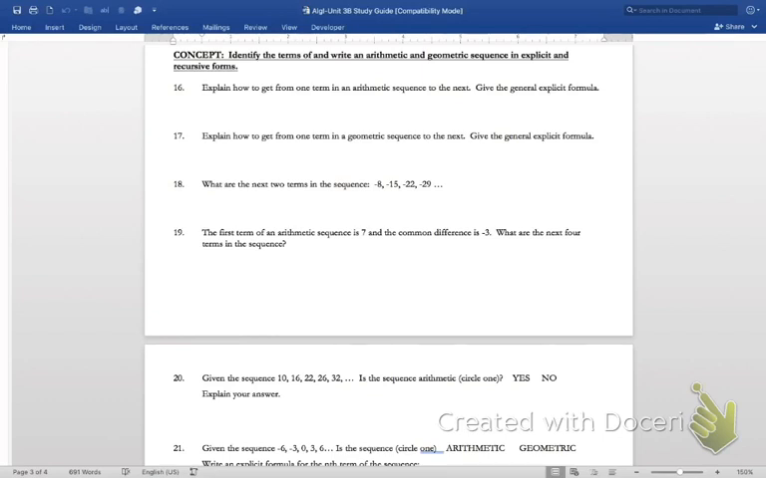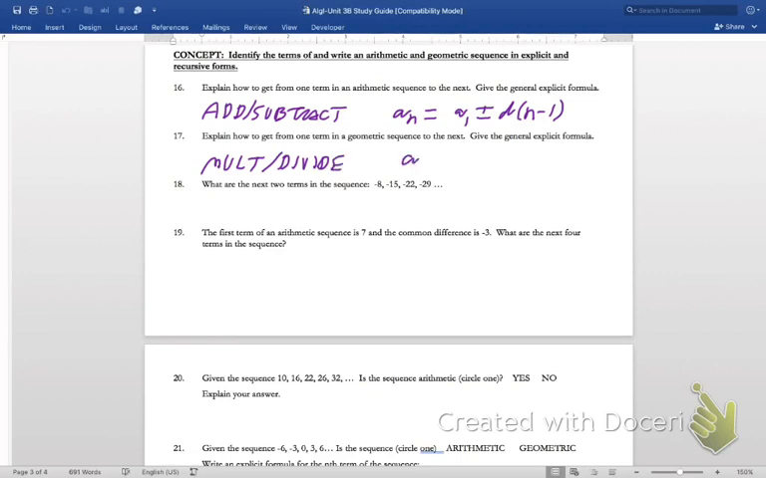Explain how to get from one term to the next in an arithmetic sequence. We are going to either add or subtract. Remember, we would have one of those common differences. The general explicit formula is a sub n is equal to a1 plus or minus d times the quantity n minus 1. 17, geometric sequence. This is where we're going to multiply or divide. This is where we have a common ratio, so a sub n is equal to a sub 1 times r to the n minus 1 power.